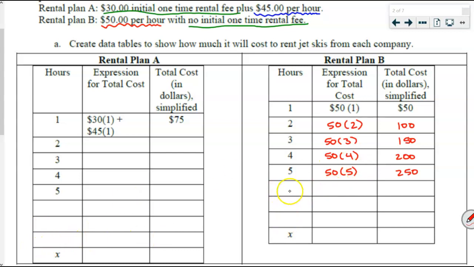We're going to keep these other ones blank for just a minute. We'll decide what we want to do with those. Let's see what this looks like when now I have this one-time rental fee. Okay, so here it's already set up for us. 1 hour, we have to pay $30 one time. Why are we paying that $30 one time? Carter?